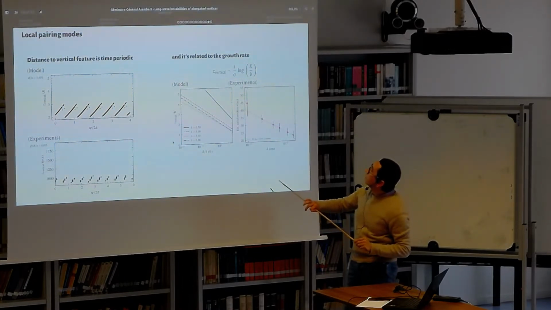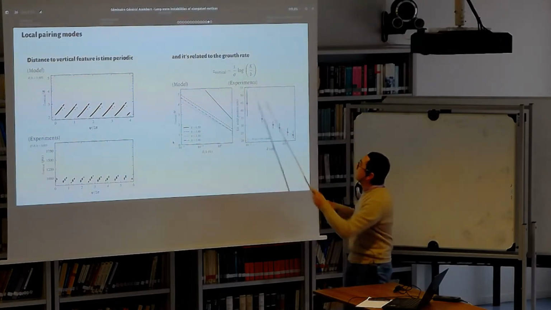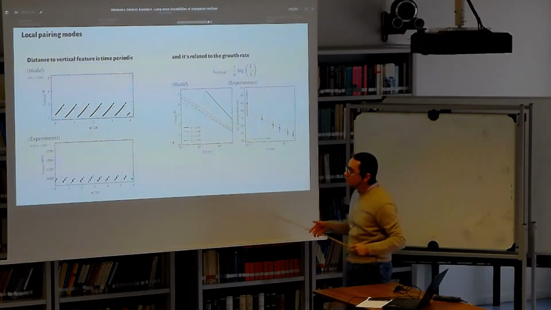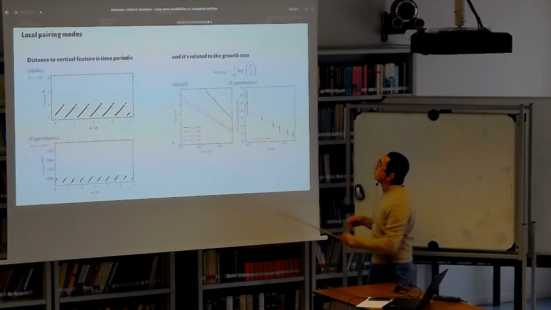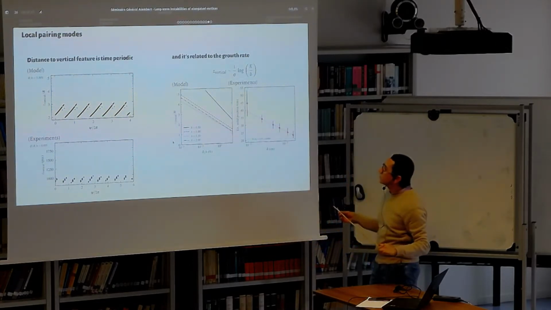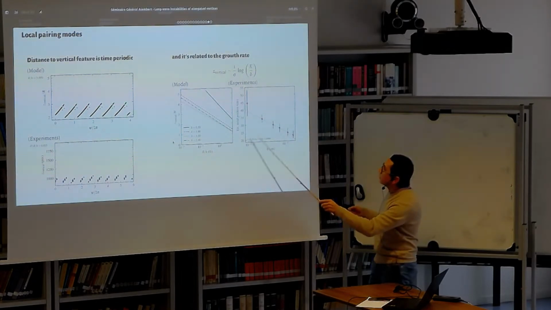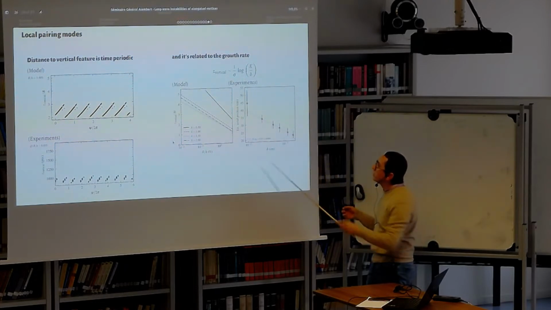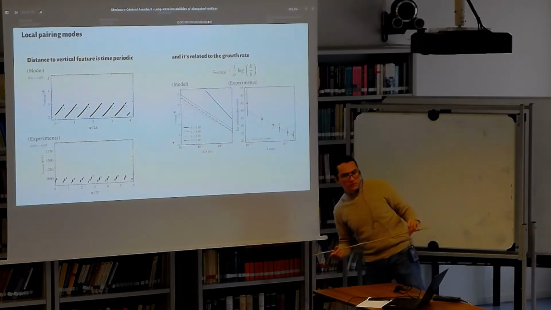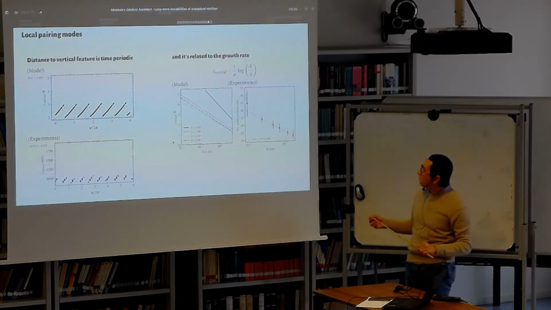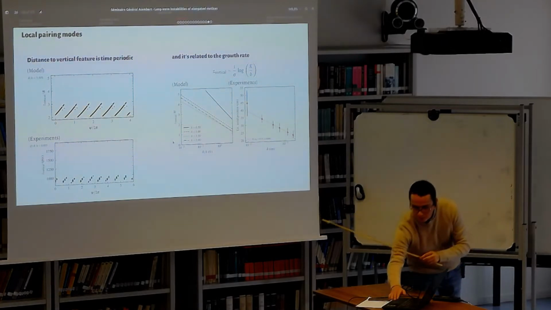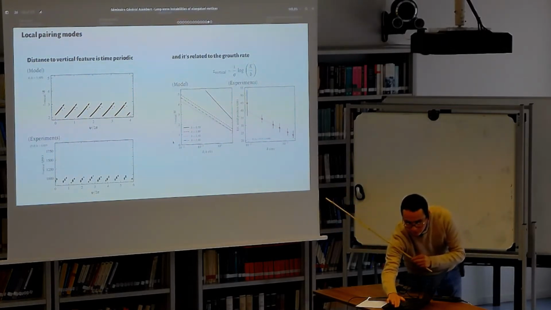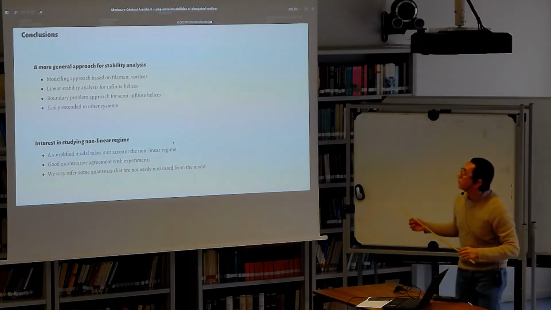Okay. We can also look at how this distance changes with respect to the amplitude of the initial perturbation, and we get this sort of exponential log law, and we can tie back the distance to the vertical feature to the exponential growth rate. We can do this in the model and the experiments, and we get more or less decent agreement. Okay, so this covers the basics of our results.